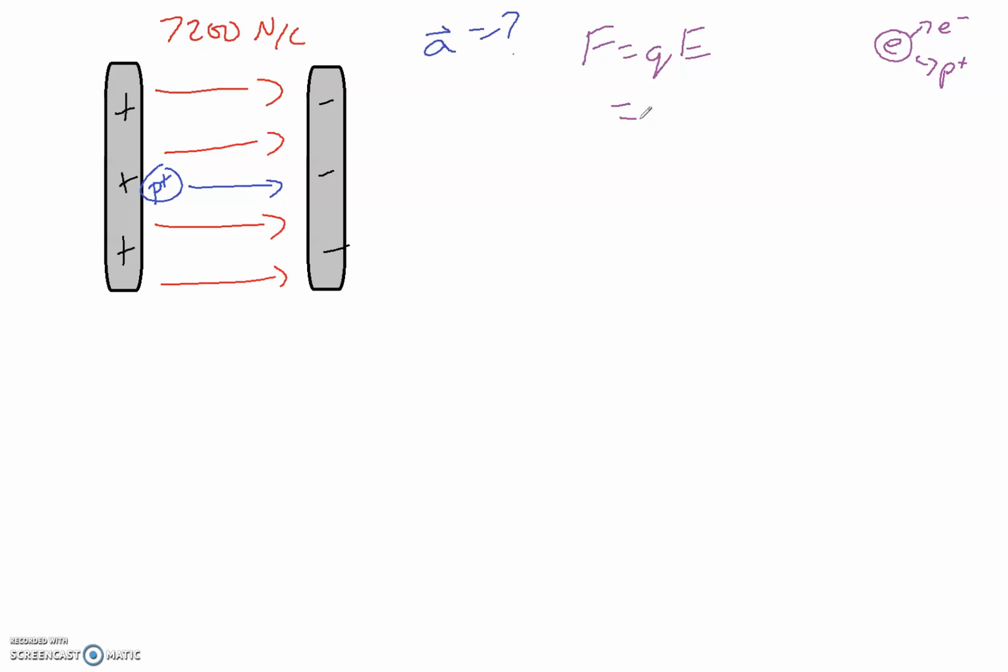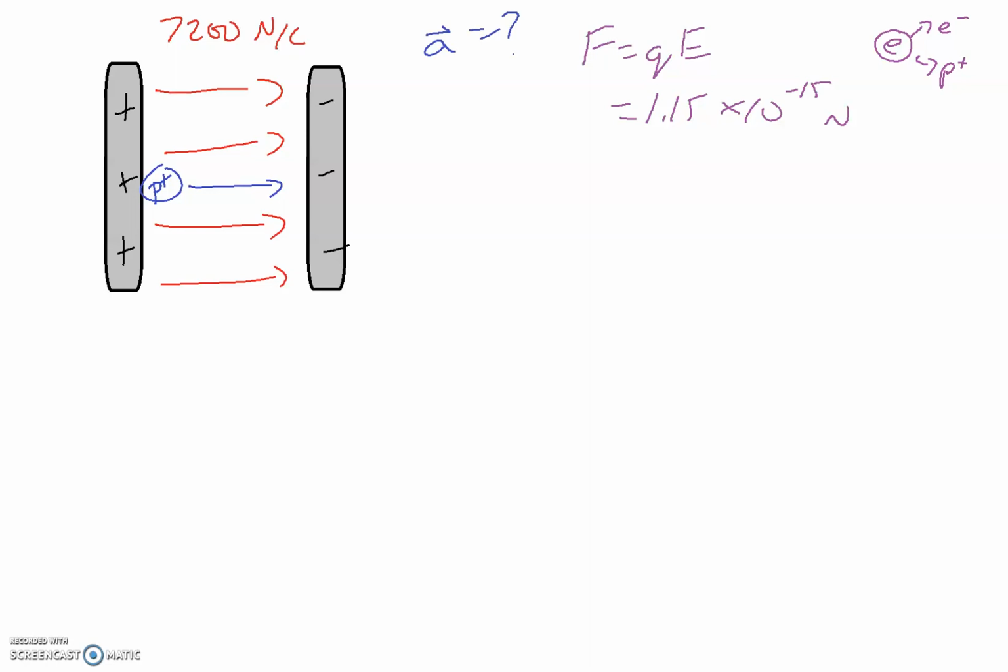So for Q, we've got 1.6 to the power of negative 19, and then we just multiply that by the 7,200 for my electric field. I've got a force of about 1.15 times 10 to the negative 15 newtons, which seems like a really small force, which it is, but keep in mind how unbelievably small these things are. So really tiny forces can do unbelievable things.